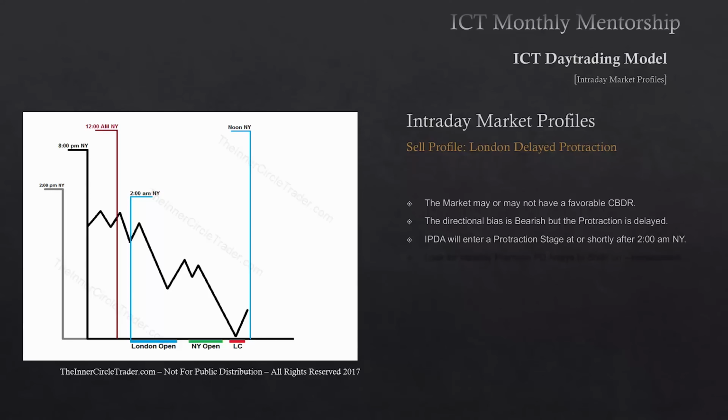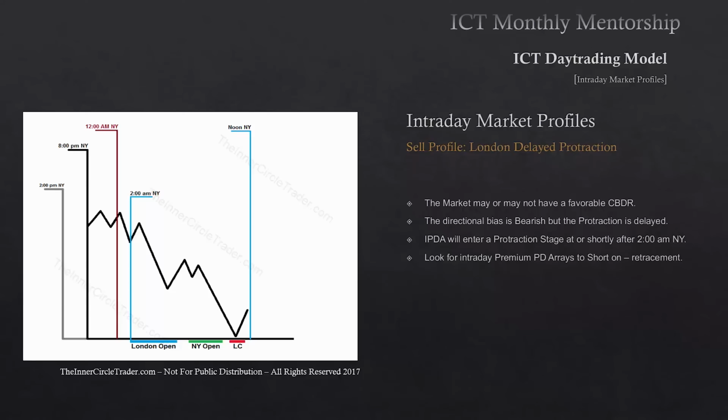It's going to be creating a smaller little Judas swing. It's going to rally up from 2 o'clock and making your London entry come to fruition. You're going to be looking for an intraday premium PD array to short on inside that retracement. Now, again, that retracement is going to occur at or just after 2 a.m.